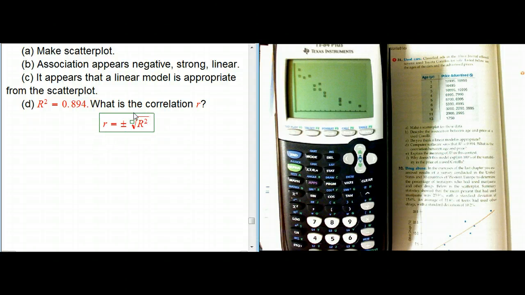Because remember, if you take r, you square it, and then you square root it, you're going to lose the information about the sign. This is very easy to forget, that the square root of a square is actually the absolute value of what you started with. And so to recover what you started with, you need a plus or minus, and then you need some knowledge of what the sign actually is. Well, in this case, we already know that's going to be negative. There's no way this has a positive r value. So it's negative the square root of 0.894, and that turns out to be, let's see, let the computer do it, minus 0.946, let's say.